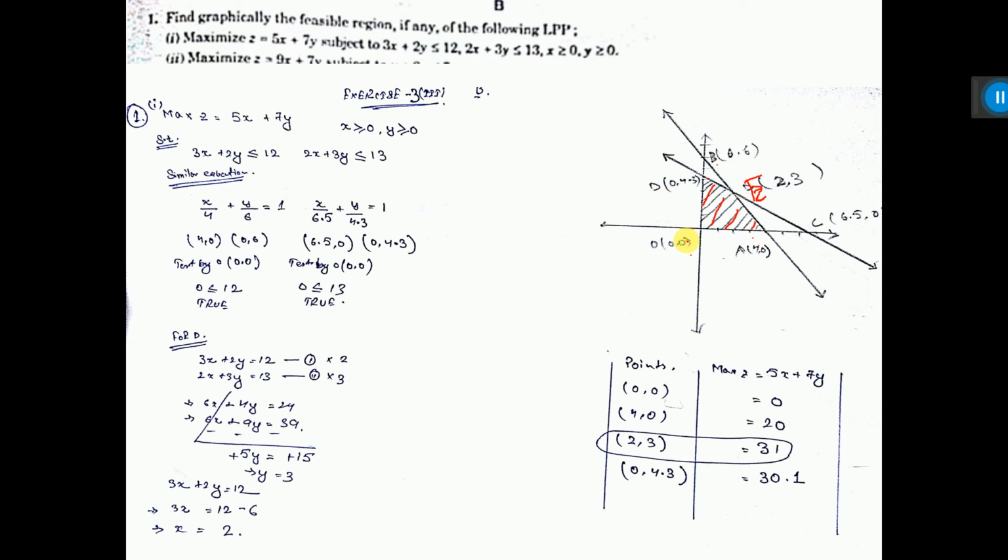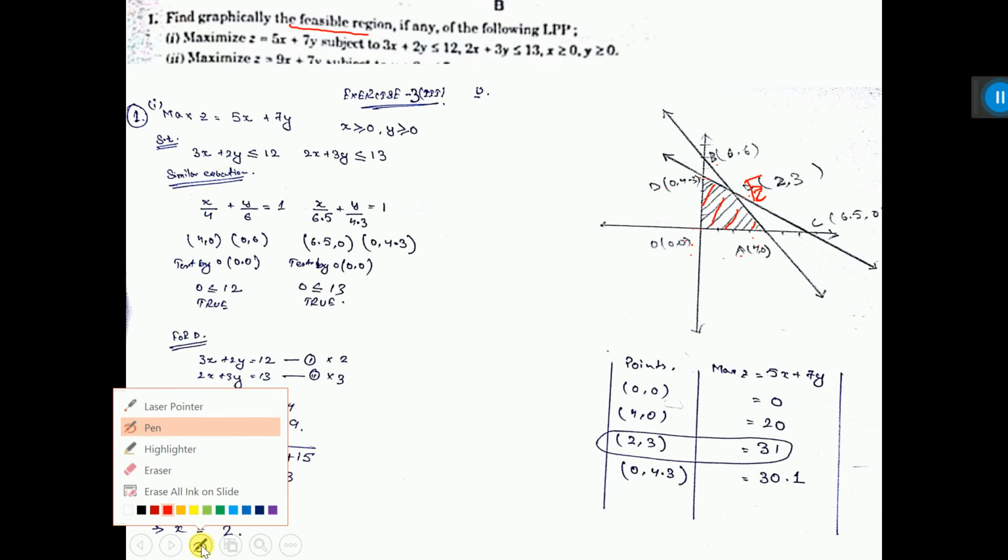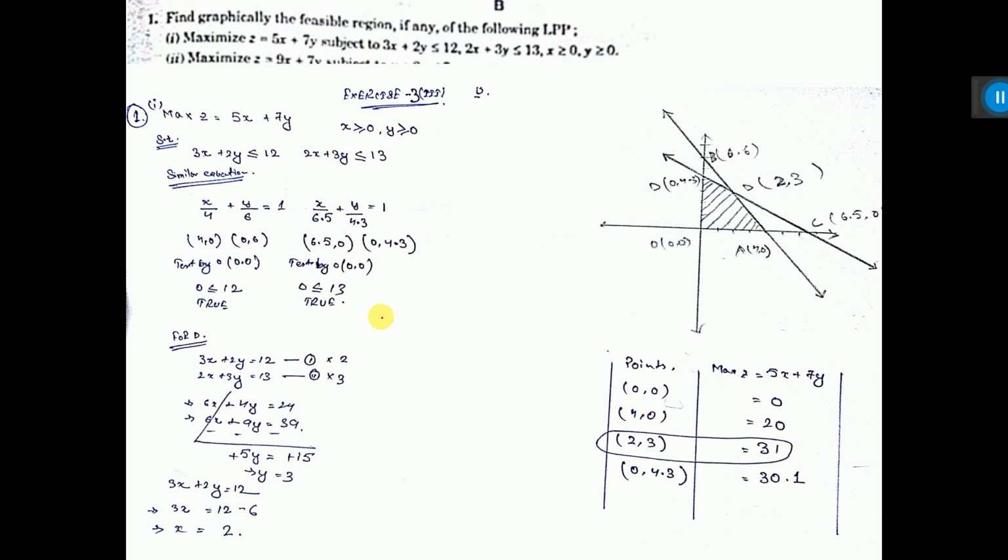Here the feasible region is what they are asking: find graphically the feasible region. So it is O, A, E, D, O. But my suggestion is that you solve the question also. How to solve, I have shown here. Generally in the exam it comes that you have to solve graphically also. Here they ask only for the feasible region, but they may ask you to solve graphically also.